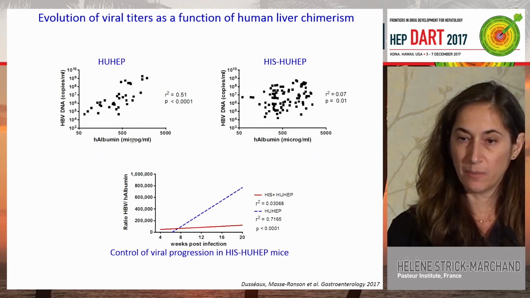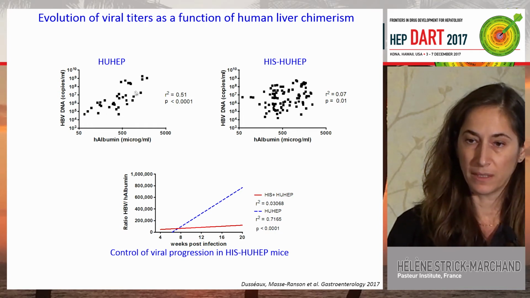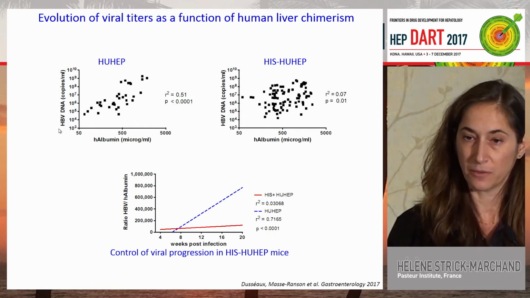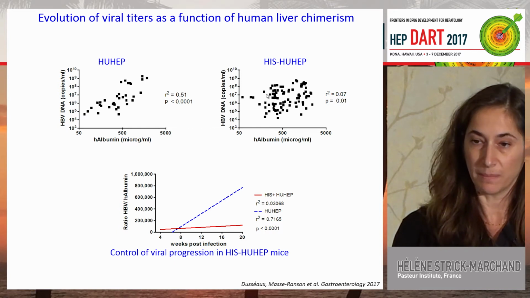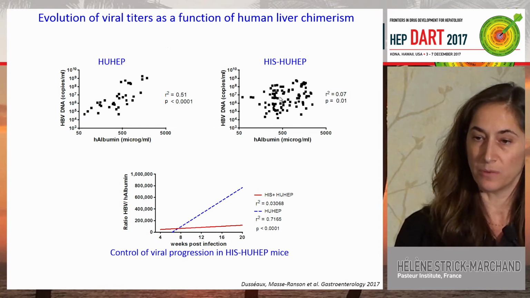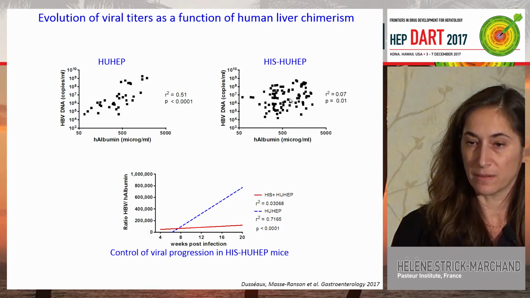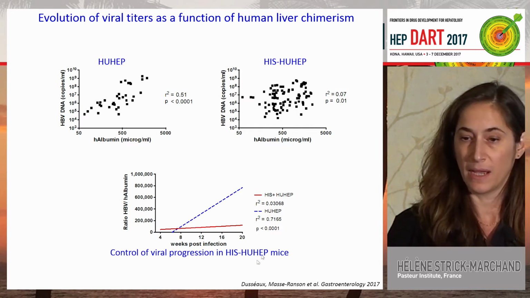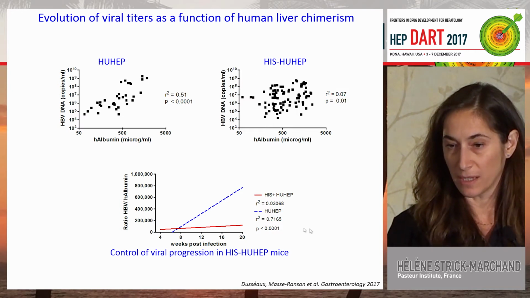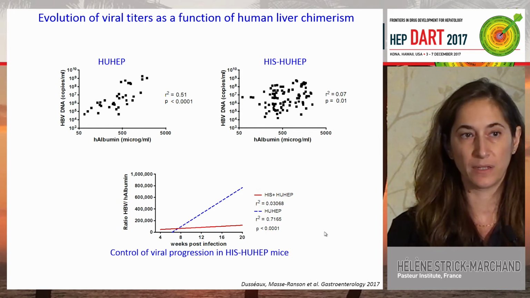When we look over time, we see that the animals with only liver humanized get increased viremia, whereas in the mice with livers and immune system, you see that the albumin does not correlate at all with the viremia. And when you look at this over time, you realize that there's a control of viral progression in the HIS-HUHEP animals.